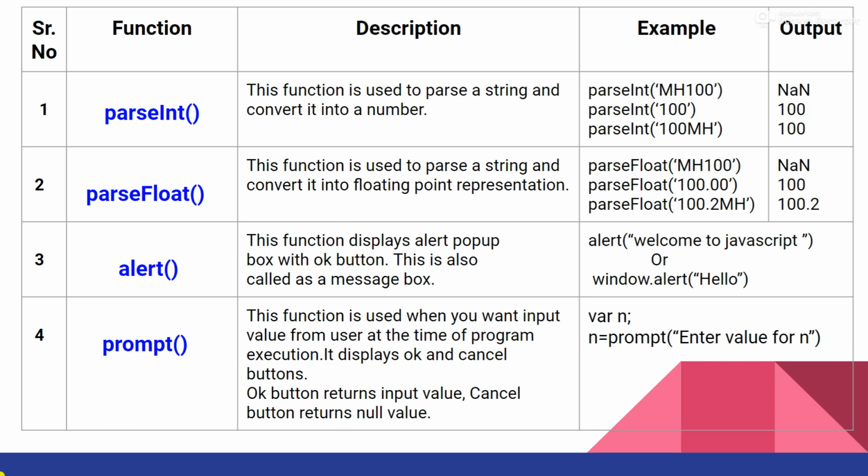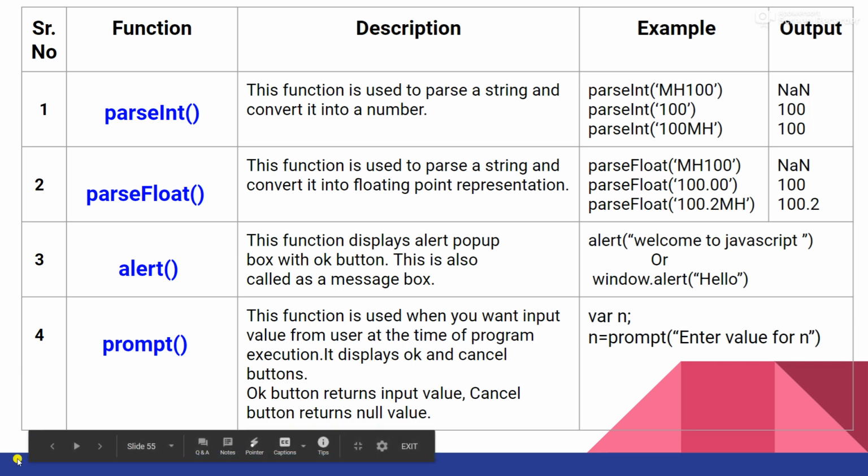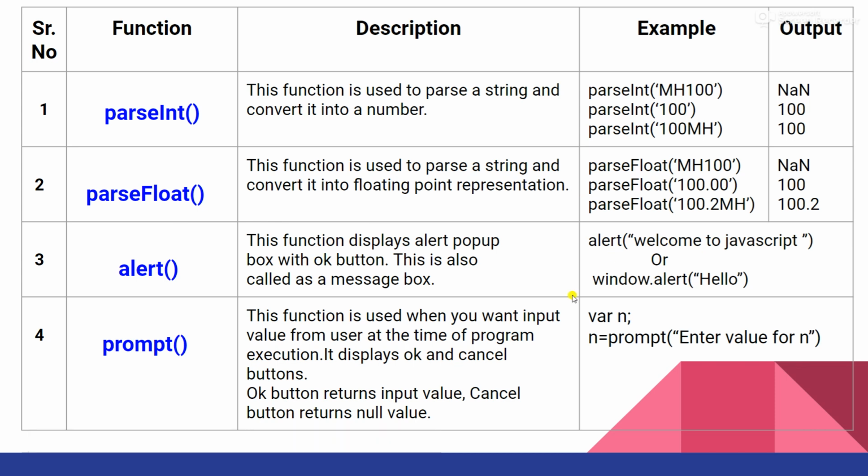See students, this message box question is always asked. Which function is called the message box? So the answer has to be the alert function, right? So how to use this function? alert, and in the bracket you have to give the message, whatever message you want to give. "Welcome to JavaScript" in double quotes. Or you can simply write window.alert. You can write only alert, or you can write window.alert and some message inside the bracket. Both are valid.